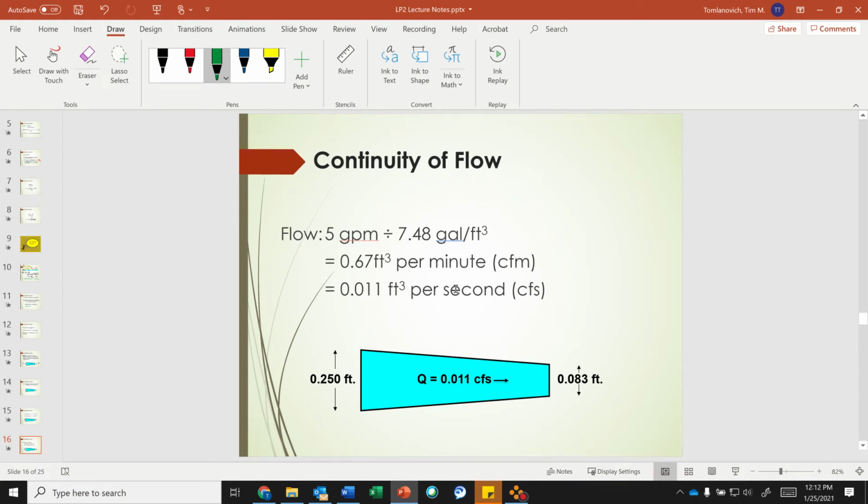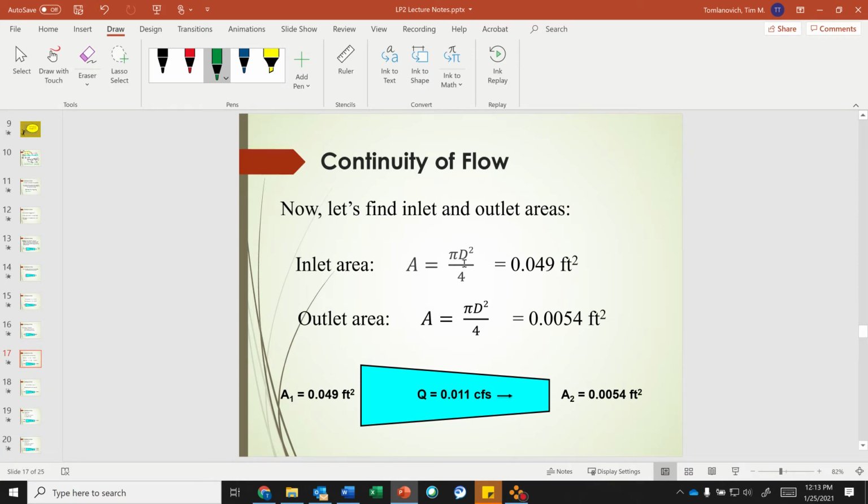When you do these problems, it's good to leave as many decimal places as you can, because your answers will work out. Now let's find the cross-sectional area. Inlet area, pi d squared over 4. We get 0.049 square feet. Put the diameter in feet right there. Outlet area, pi d squared over 4. I get 0.0054 square feet.